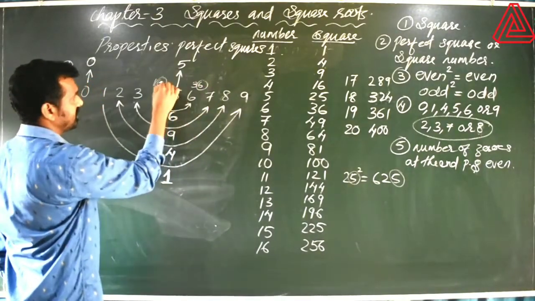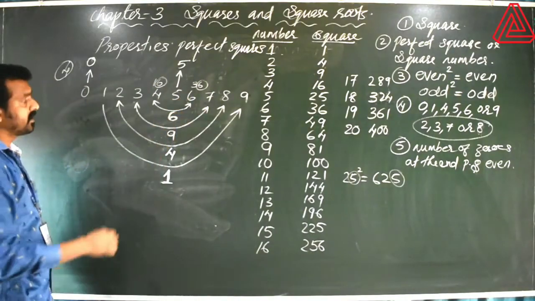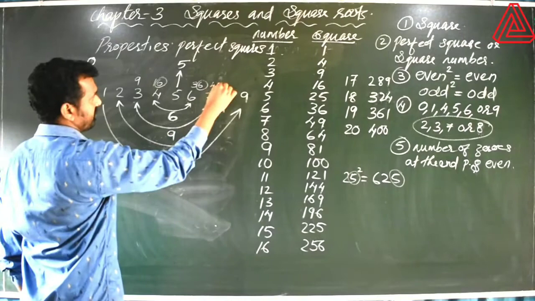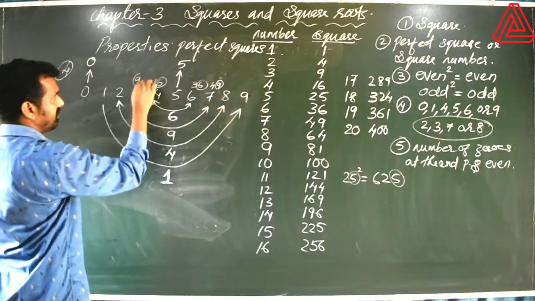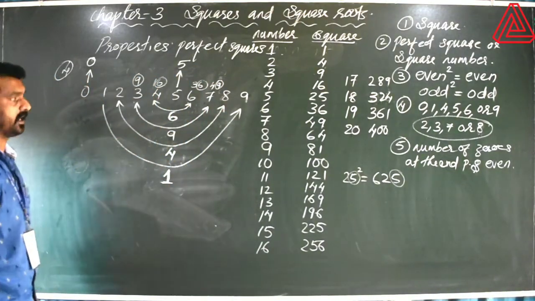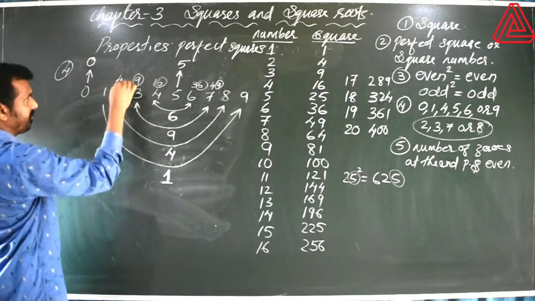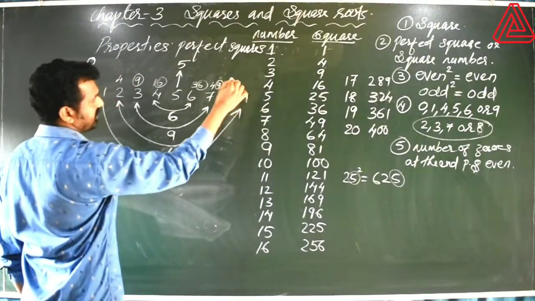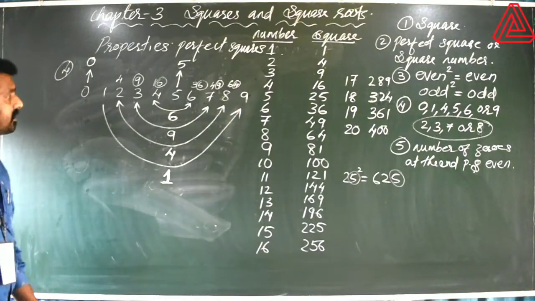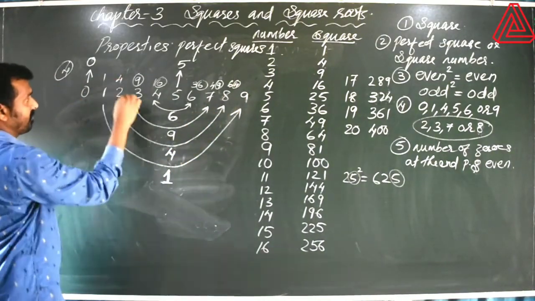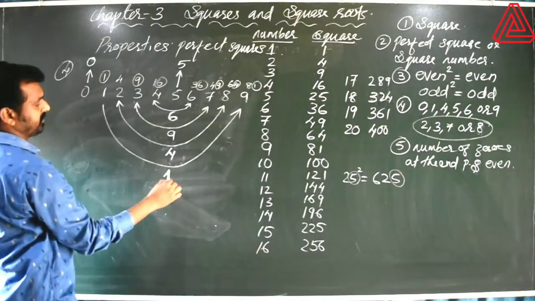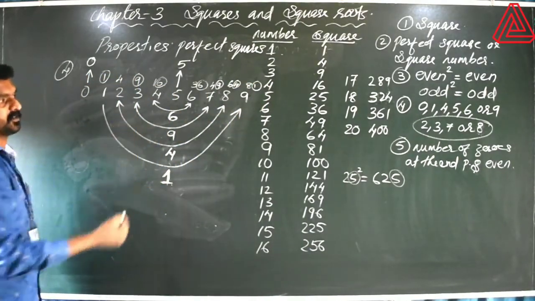What is the last digit? 6 will come. 3 threes are 9. 7 sevens are 49. The last digit here is 9, so it will come 9. 2 twos are 4. 8 eights are 64, the last digit 4 will come. Now next one, 1 one is 1. 9 nines are 81, the last digit 1. So that way we can easily find that out.